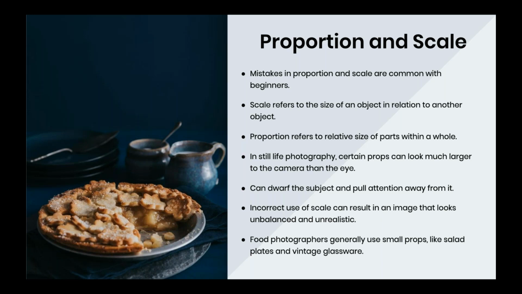An example of proportion would be the human body. There's the proportion of the head and the arms, and we expect those parts to look a certain way. The point about scale is that some objects can look really large to the camera and end up pulling attention away from the subject. You always want that attention on your subject, or what we call the hero. So that's one thing you have to be really careful of when choosing props.